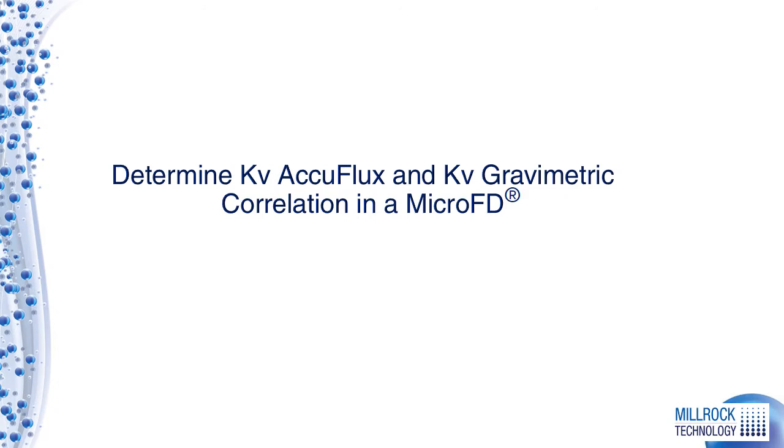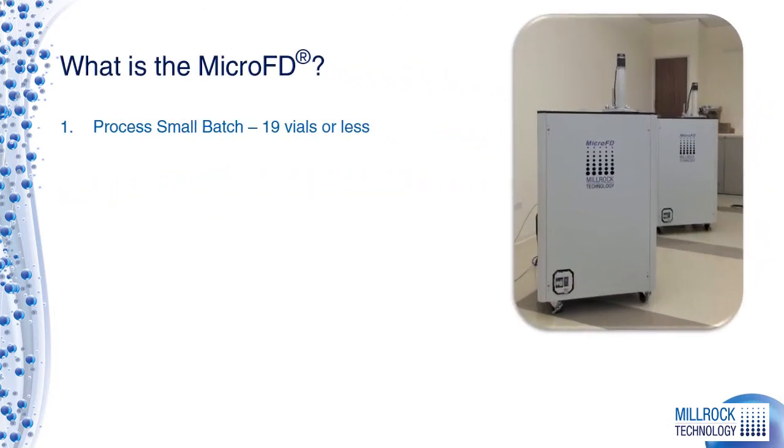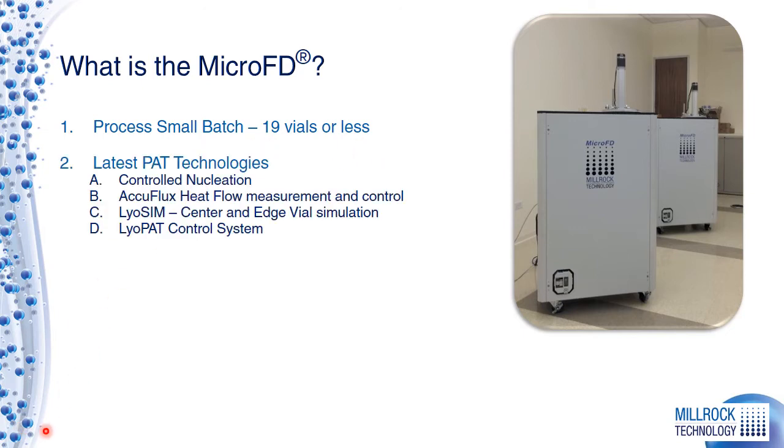So now let's take a look at Kv Accuflux versus Kv gravimetric and the correlation in a microfreeze dryer. First, let's explain what a microfreeze dryer is. It's a freeze dryer that processes a small batch of 19 vials or less, and it has all the latest technologies. We're not going to use all of these technologies, but it's important for us to understand the capabilities. We could actually use controlled nucleation. We have the Accuflux measurement in there, which gives us all our critical process parameters, including Kv.